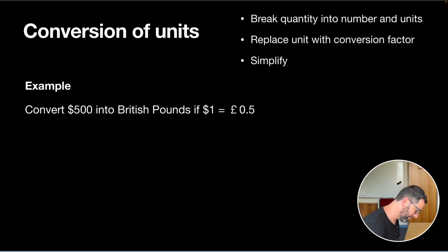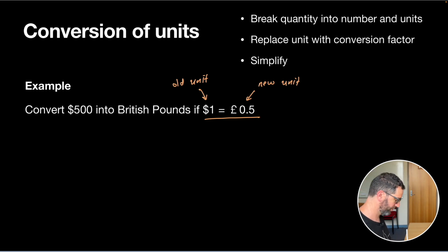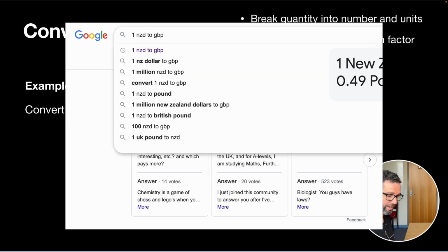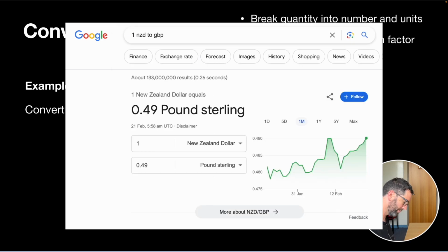So this part here is known as a conversion factor, and it expresses our old unit. So notice there's one of those, $1, is expressed in terms of our new unit, which is 0.5 British pounds. And typically you can get a conversion factor just by Googling it. So if I were to type into Google 1 New Zealand dollar in British pounds or in GBP, it would give me about 0.5.